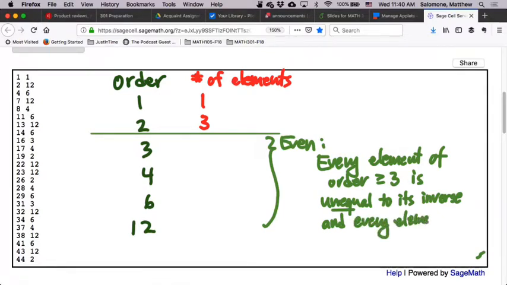Every element has the same order as its inverse. So I have a nifty diagram for that. I have nifty diagrams for a lot of things, I think.